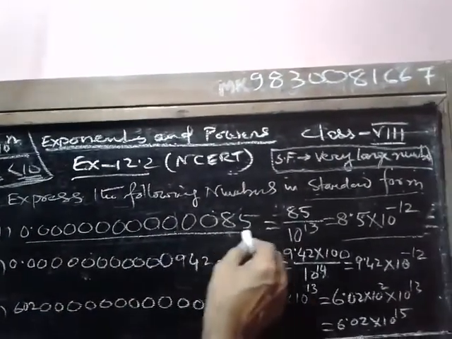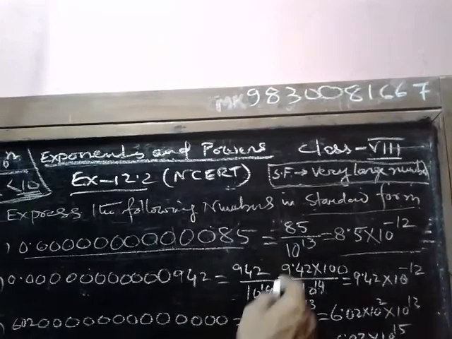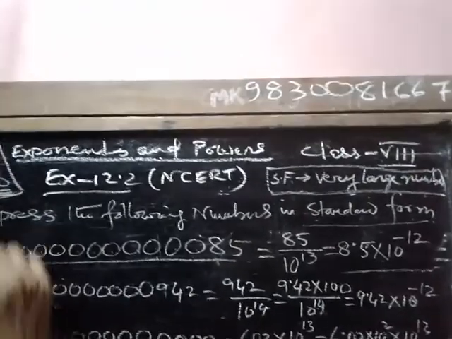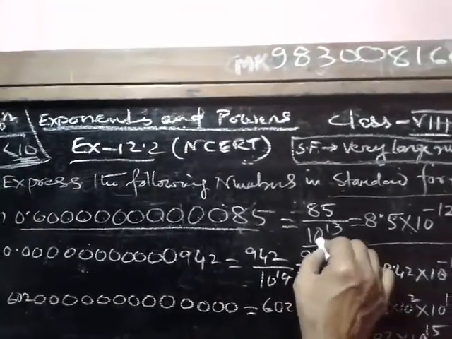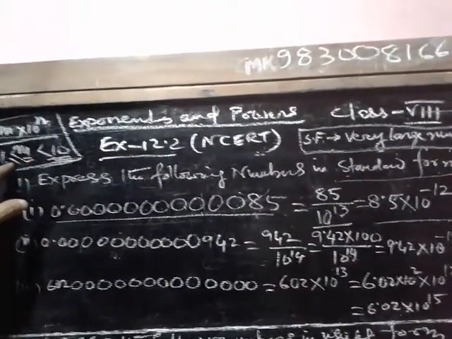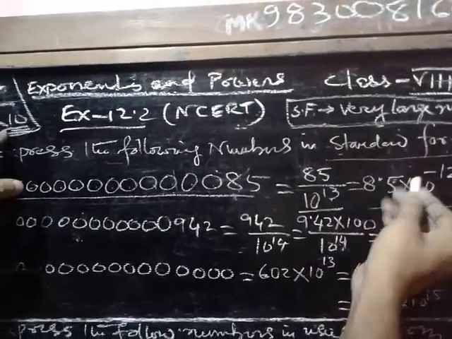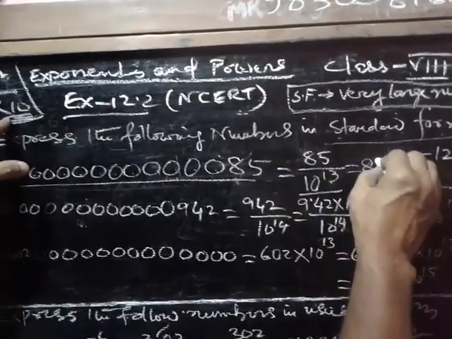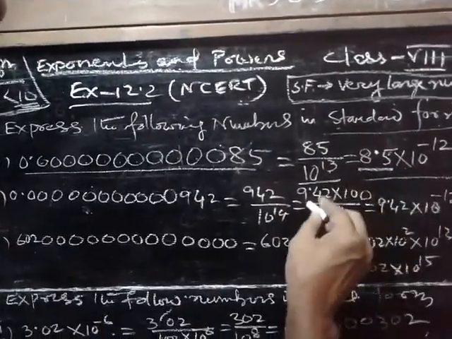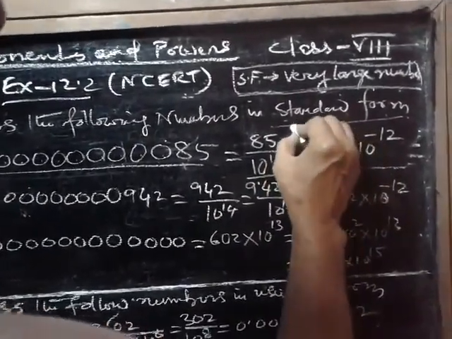See here, 11 zeros are there: 1, 2, 3, 4, 5, 6, 7, 8, 9, 10, 11. 11 zeros, and there are two other places also, that is totally 13 places after the decimal. So this is coming 10 to the power 13. The condition given is that a should be greater than or equal to 1 and less than 10. It must not be 85, it should be less than 10, which means the decimal point will come over here. So if the point comes here, it becomes 8.5.